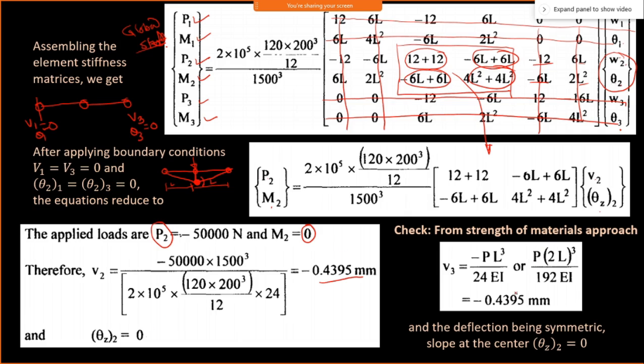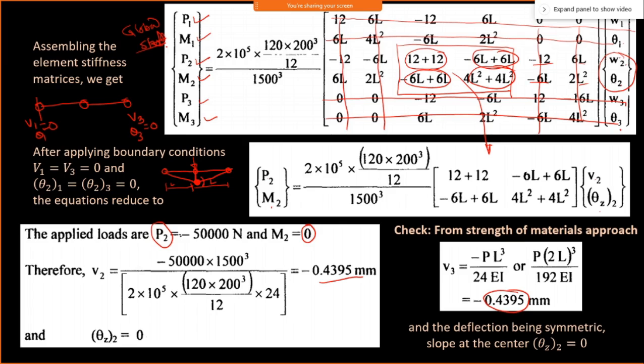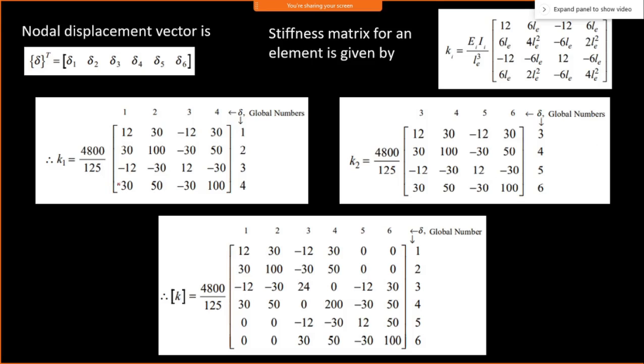And from strength of materials, you will get the same number here. That is the same kind of number. That's how we can be assured that the beam analysis was done perfectly. So this is the way you can solve a beam problem.